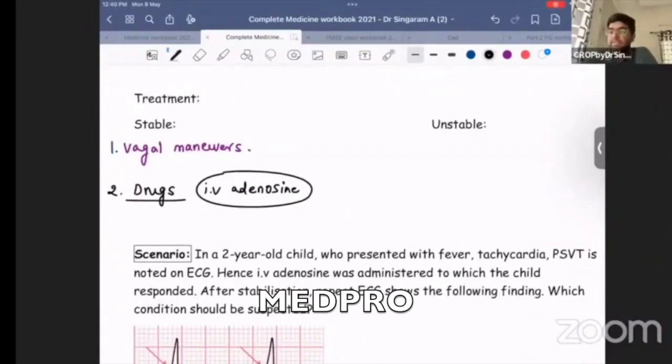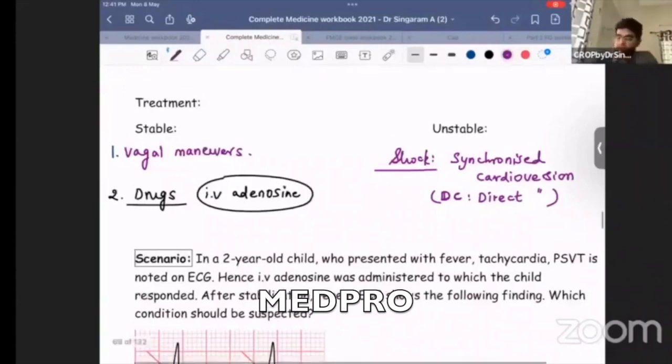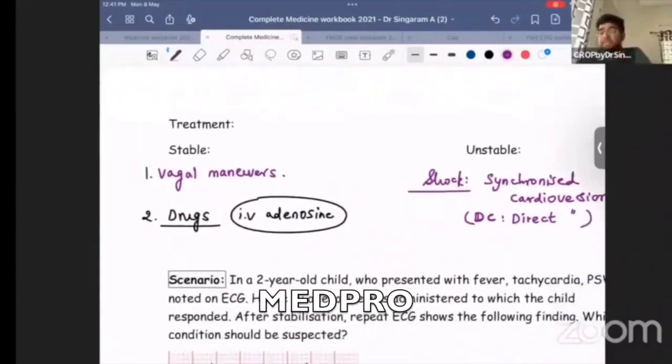What about the unstable patient? Unstable patient means somebody who is having a decreased blood pressure, all those things. Here again, we have to provide shock in the form of synchronized cardioversion. It is also called by another name. What is that? DC shock. What does this DC mean? Direct cardioversion. That is what it is called, a DC shock or direct cardioversion shock. Are you able to follow this? This is what you have to remember for a patient who is having PSVT.